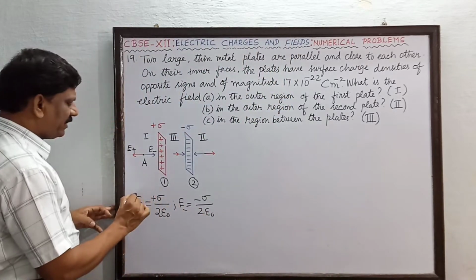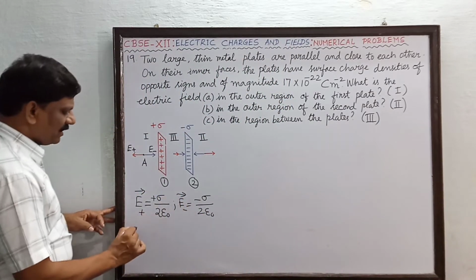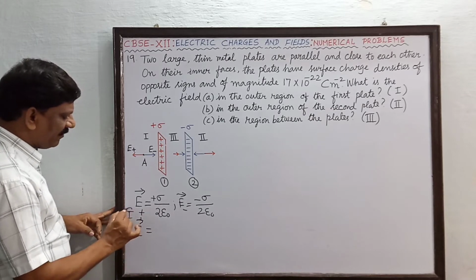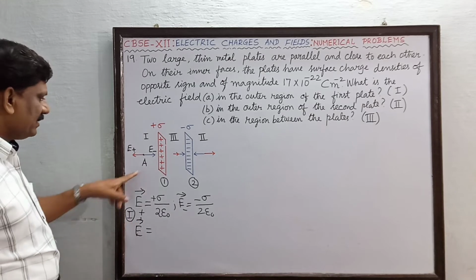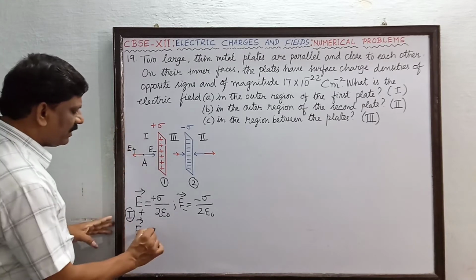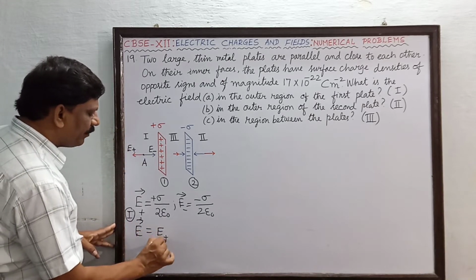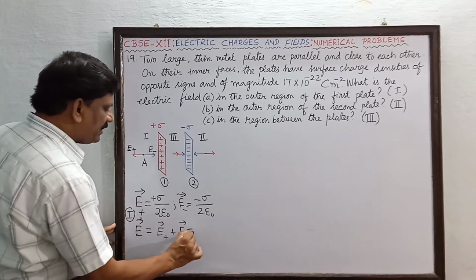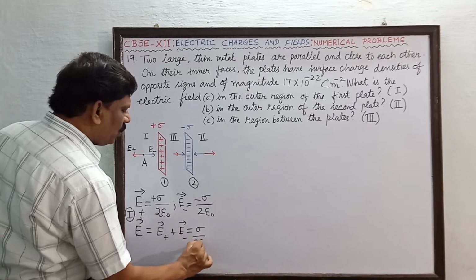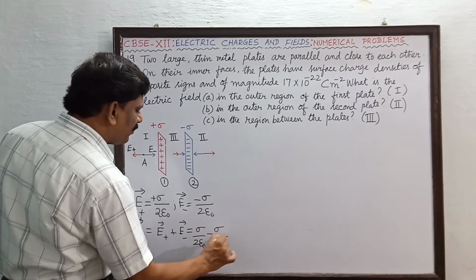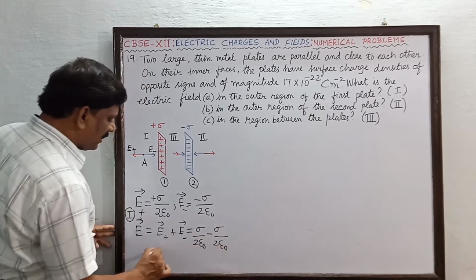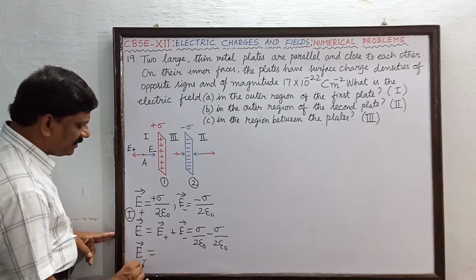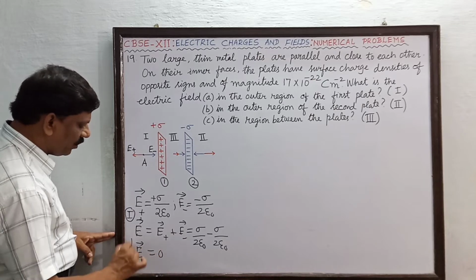So I can also express this in vector form. The resultant electric field E in region 1, at this point A: E is equal to E plus vector plus E minus vector. So this is equal to sigma by 2 epsilon naught minus sigma by 2 epsilon naught. So the net electric field in this region 1 is equal to 0.